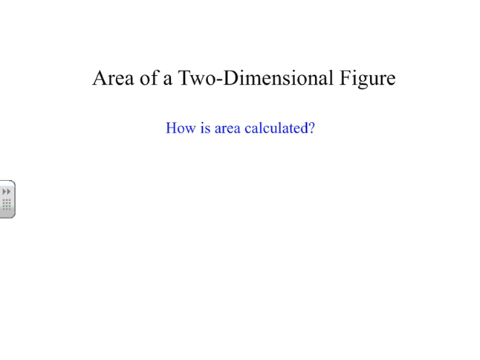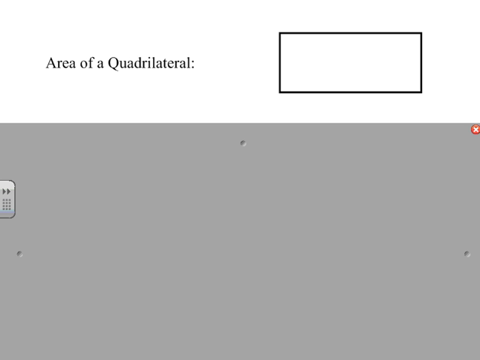Area of a two-dimensional figure, and how is area calculated? Well, let's take a look and see how everything is based. When we're looking at two-dimensional figures, we're looking at flat figures. So here we have a quadrilateral. We know that for a quadrilateral, the formula for the area is finding the length times the width.